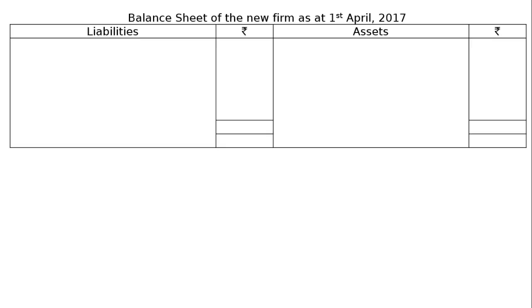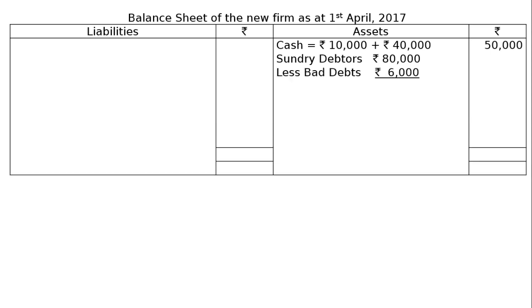And in this balance sheet of the new firm as at 1st April 2017, in the asset side we will see cash was 10,000 and now she brings in 40,000 as new capital. Hence it will be 50,000. Next item is sundry debtors less bad debt 6,000, and provision for bad debt went off, and we are getting the revalued value of sundry debtors, that is rupees 74,000. Next one is stock 20,000. Next one is machinery, rupees 38,600, same old values.